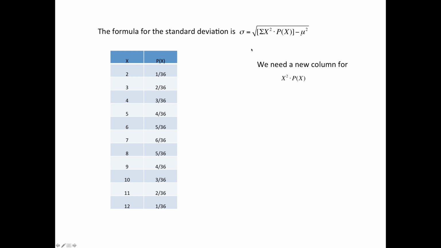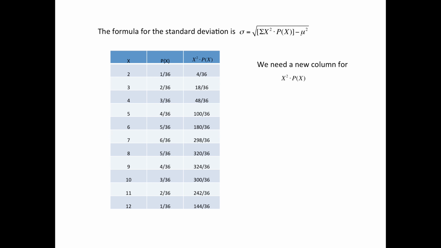So we're going to need a new column for the x squared times p of x. So that's going to go right here, and ready, go. There it is. So look, you just square this number, it's a 4. Multiply with this, it's 4 over 36. Square this number, it's a 9. 9 times 2 is 18, so 18 over 36. So this would be squared to 16. Multiply with this is 48, and that's where this one comes from. So then add up all of these numbers and then divide by 36.